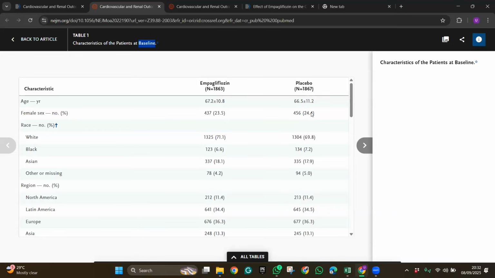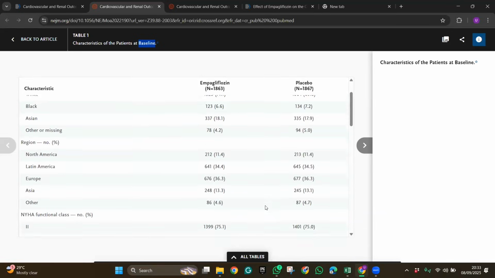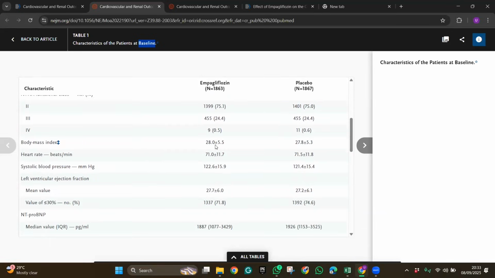The second way of reporting the data is in the form of mean and standard deviation, right? So how do you know whether data is reported in the form of mean and standard deviation? Whenever you see a plus-minus sign between two numbers, you should know that the data is reported in the form of mean and standard deviation, right? So you can see that this value is reported in the form of plus-minus. This is reported in the form of mean and standard deviation. This is also in mean and standard deviation.